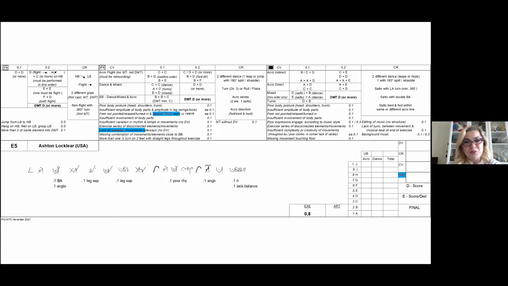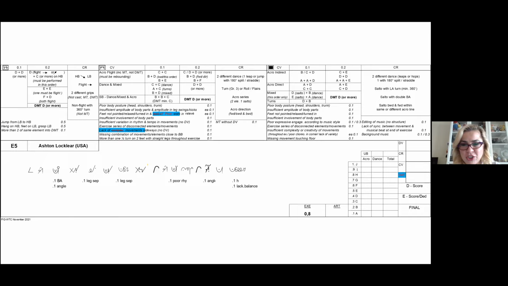I wanted on purpose to choose this clean and nice performance of Ashton Locklear from USA to give you in the last moment something nice and to feel better with our evaluation with this nice and clean routine and clean performance. So as you can see here, not much deduction.